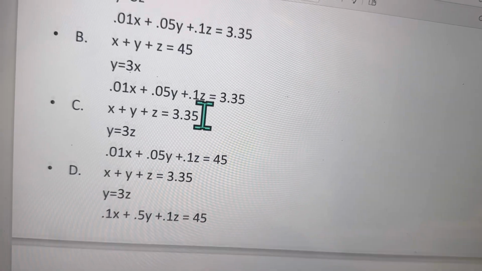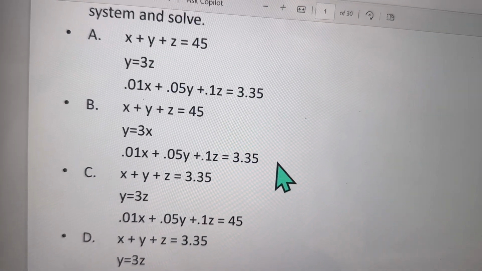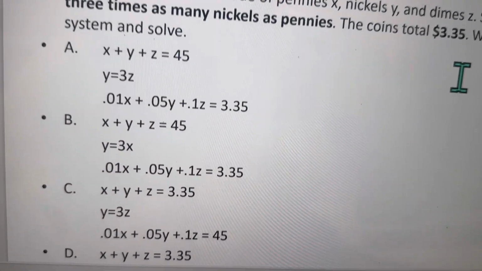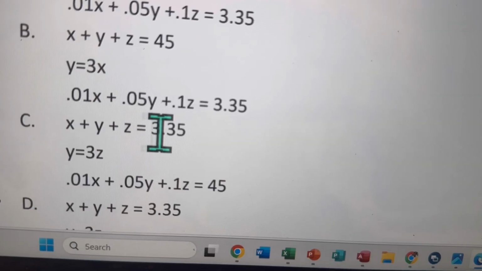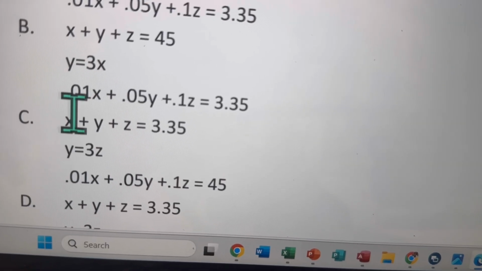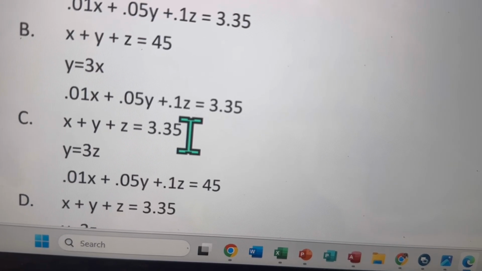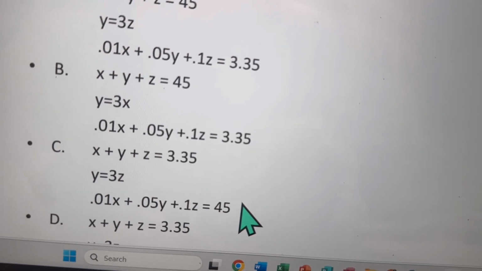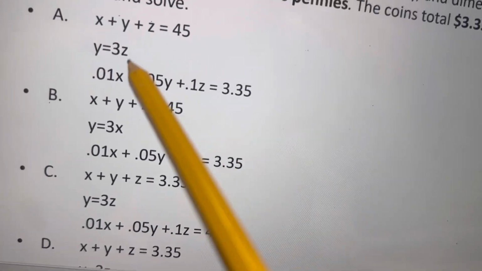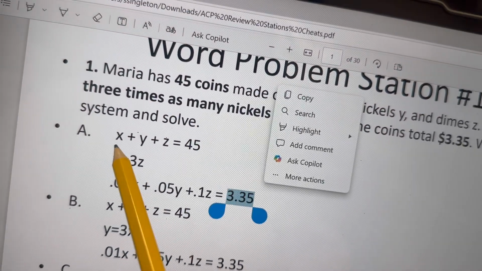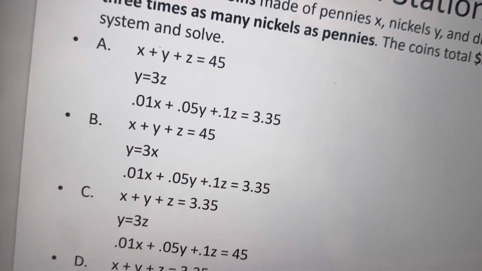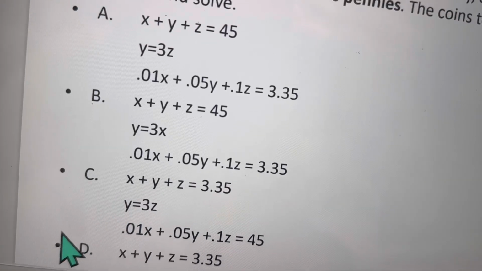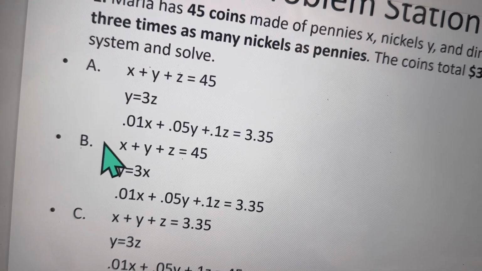Make your life easier. What's wrong with C? The number of coins should equal what? 45. These are pricings, right? Price goes with price. Number of coins goes with number of coins. Make it match. So it's not C. So C, no; D, no. So it's A or B, right?